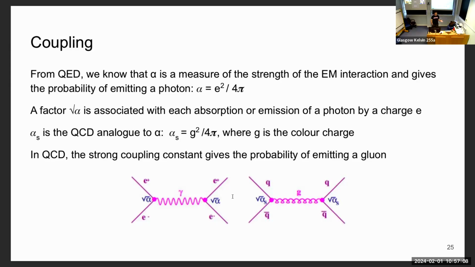So I was saying, in QED, we know that alpha is a measure of the strength of the electromagnetic interaction and gives the probability of emitting a photon. And this is the expression of alpha. And then a factor, the square root of alpha, is associated to each absorption or emission of a photon by a charge e. So you have a Feynman diagram on the bottom left of this slide. You can actually see the square root of alpha associated to each vertex involved here. In QCD, alpha S is very similar, where g now is the color charge. And then again, the square root of alpha S is associated to each vertex here in the Feynman diagram, when it gives the probability of emitting a gluon.